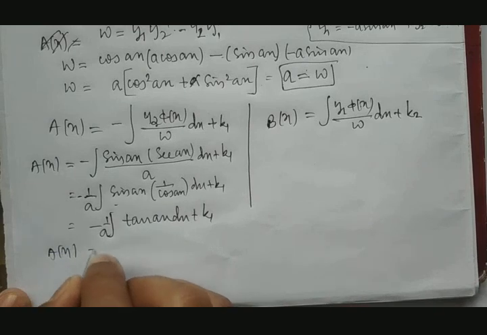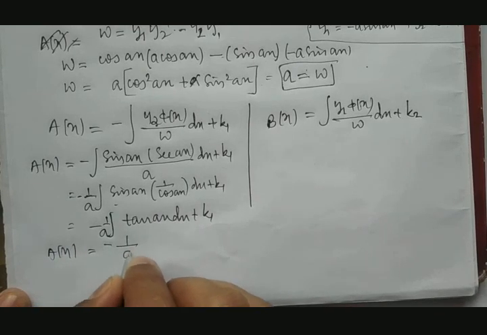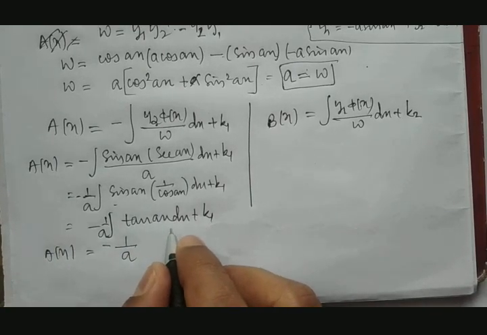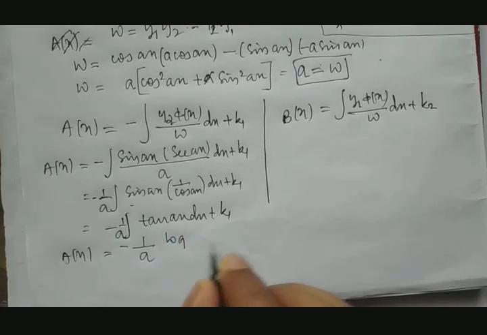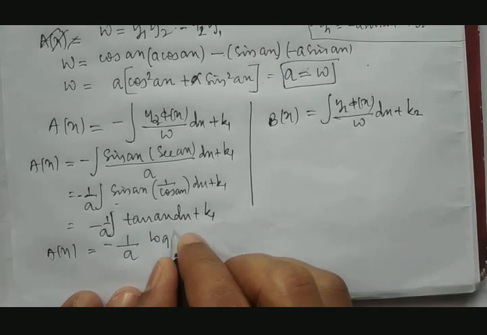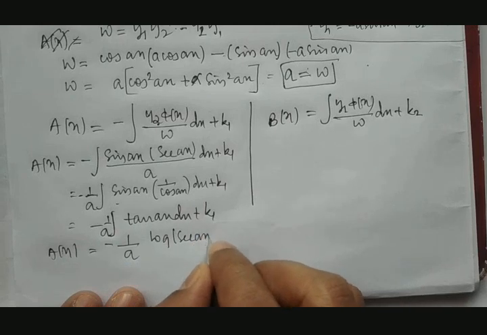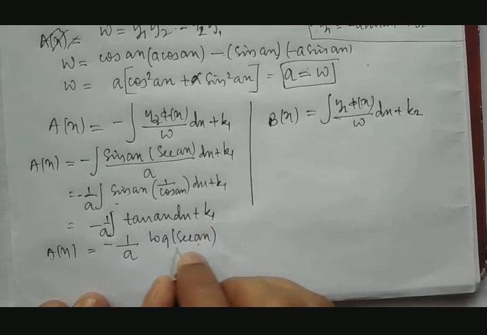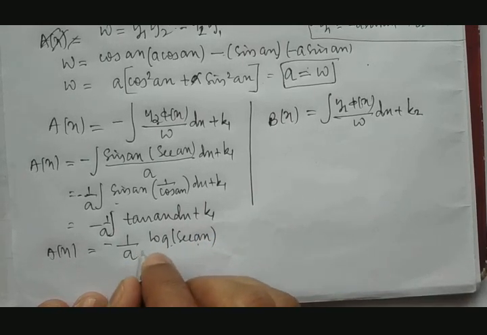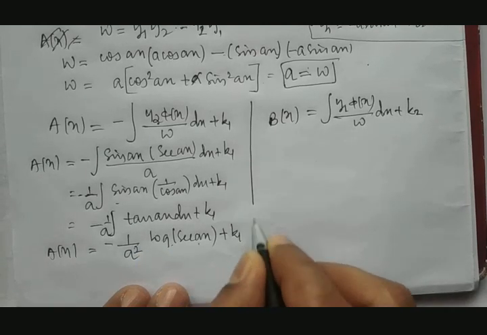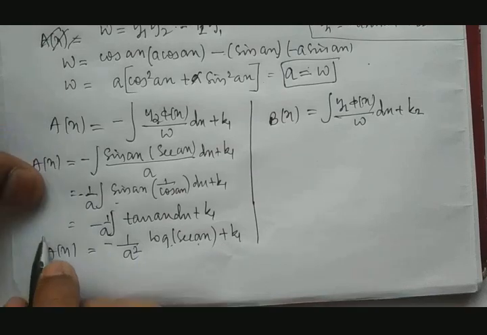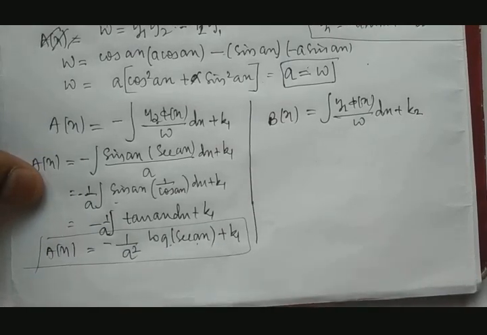Therefore A of x becomes minus 1 divided by a into, now what is the integration of tan ax? Integration of tan ax is log of sec ax divided by a. Log of sec ax divided by a, but a into a becomes a square, plus k1. Okay, so this is the value of A.